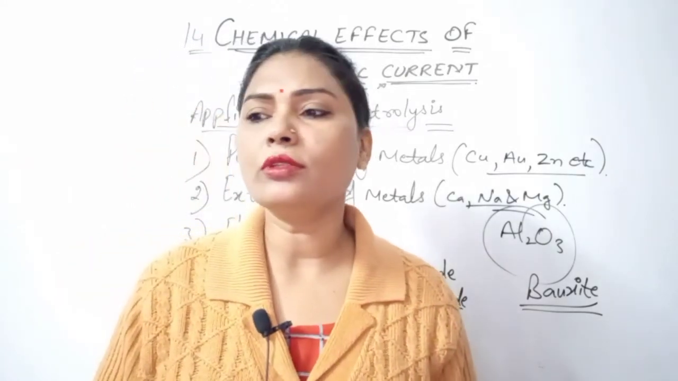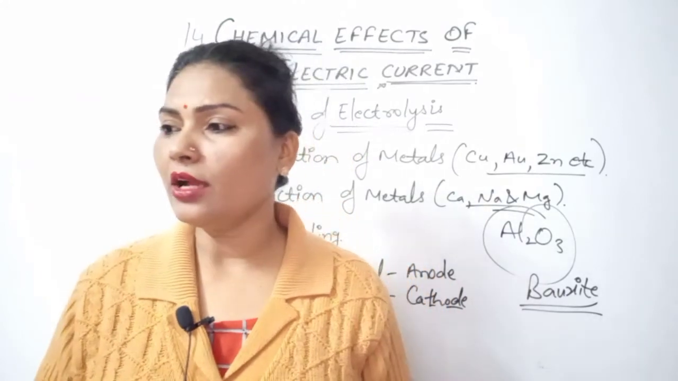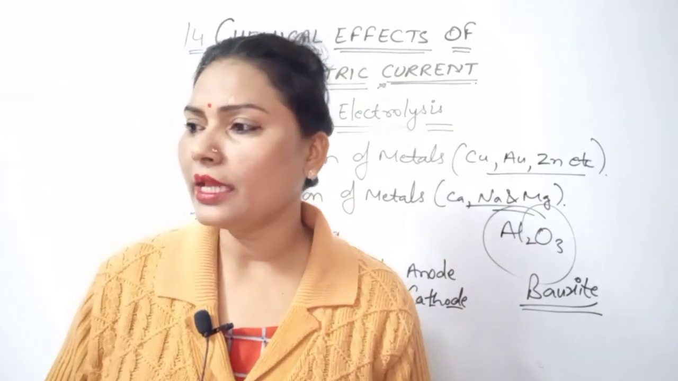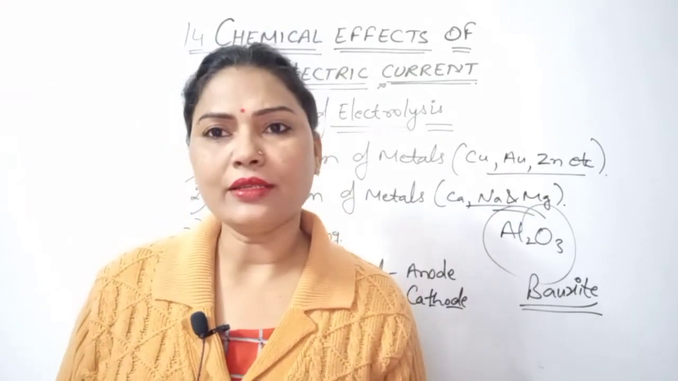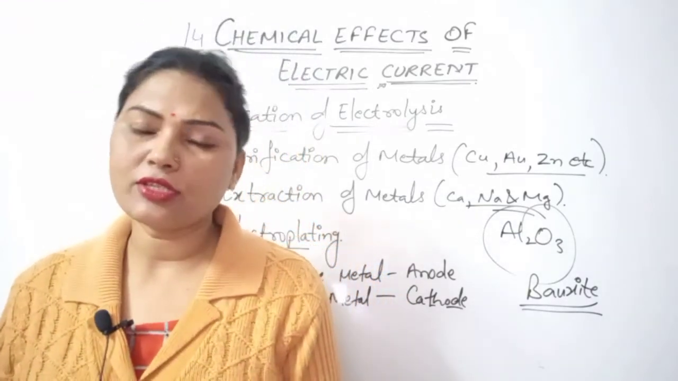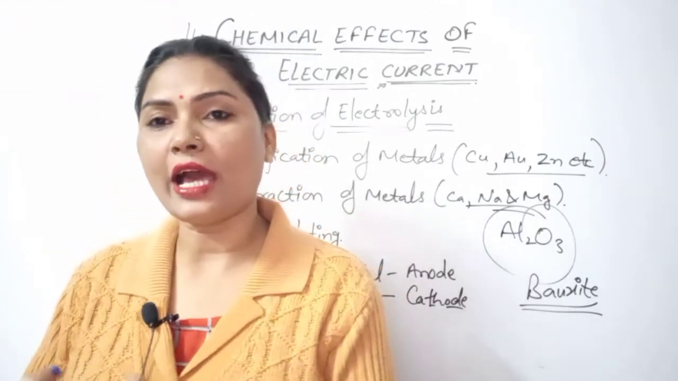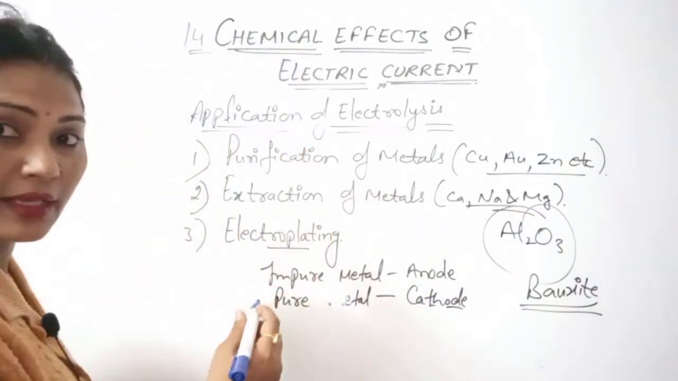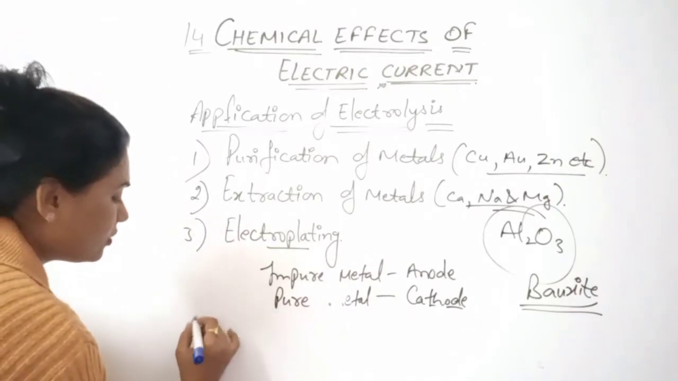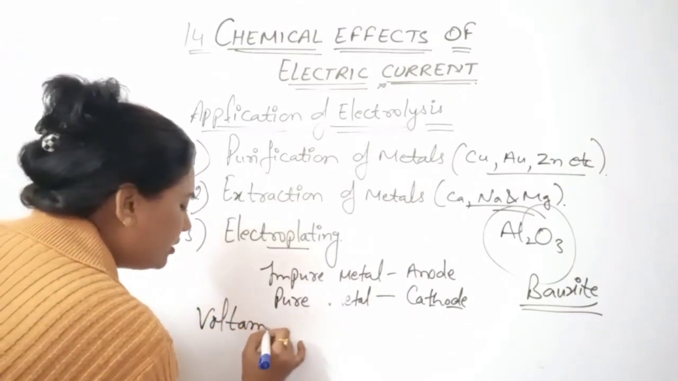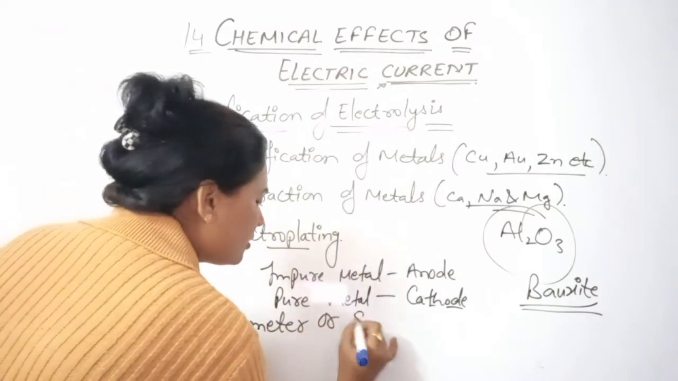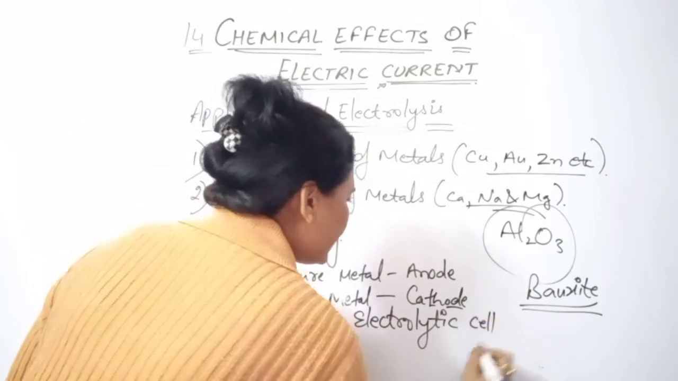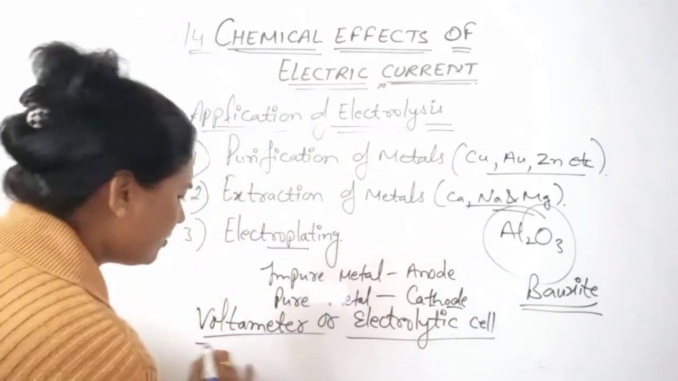And have you heard about the voltmeter? क्या होता है voltmeter? Voltmeter that is given in your book also. Voltmeter actually it is an apparatus. Electrolysis is carried out by an apparatus that is known as voltmeter or electrolytic cell. एक ही बात है, इलेक्ट्रोलाइटिक सेल और वोल्टामीटर. ठीक है. बात एक ही है.